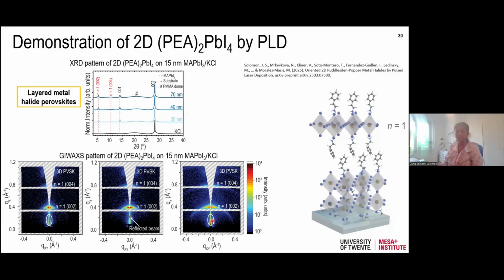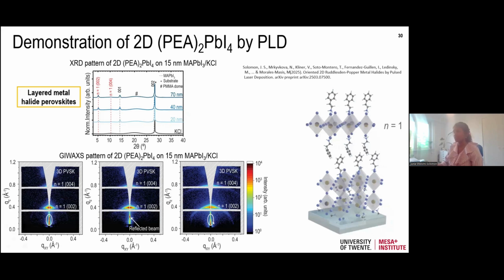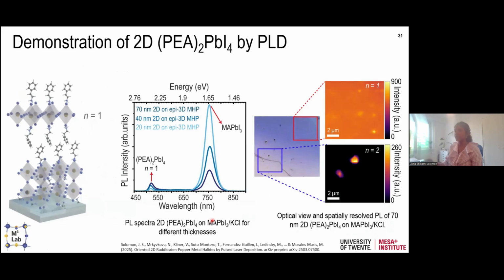And the next one we wanted to check was if they were grown conformally, but before that we did photoluminescence measurement. So here we are able to see the underlying MAPI layer luminescing as well, and also the n equals 1 2D layer. So on the right side, you see the optical view and the different regions where we did spatially resolved PL, and you see that we have a conformal layer growing on top with the n equals 1 phase.